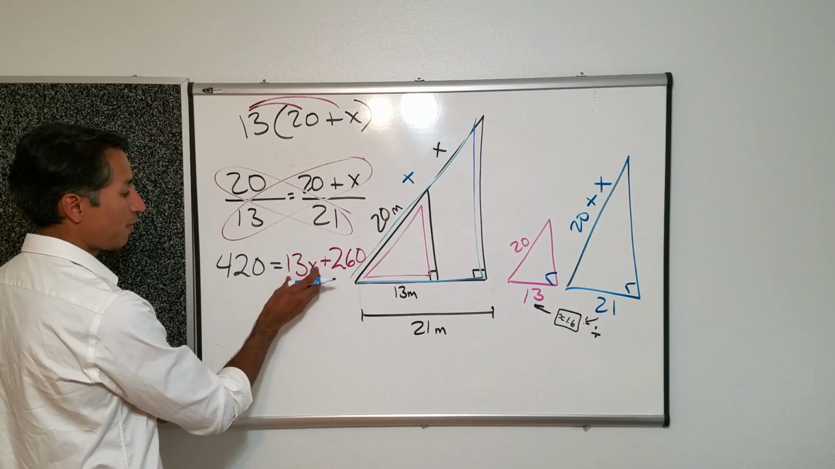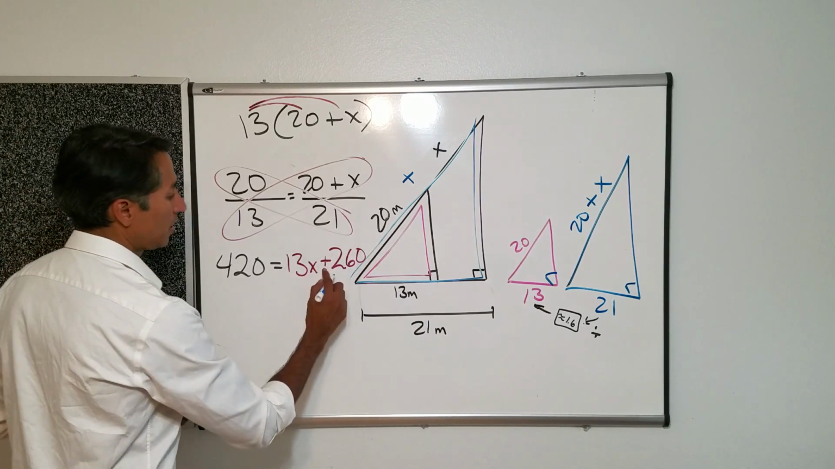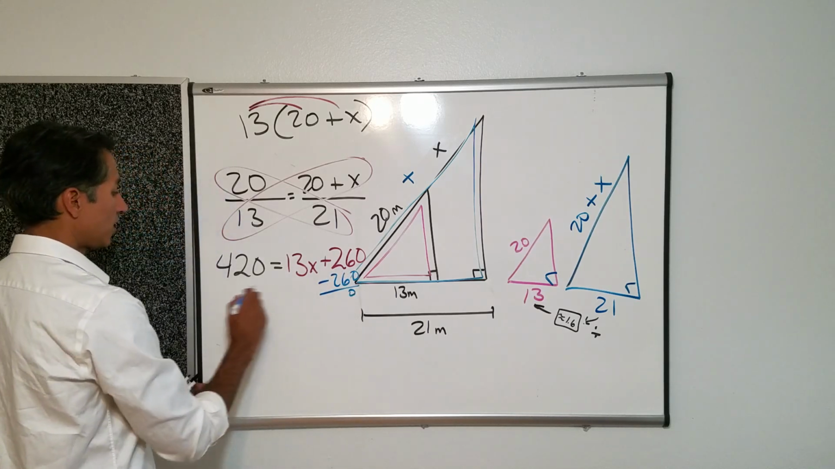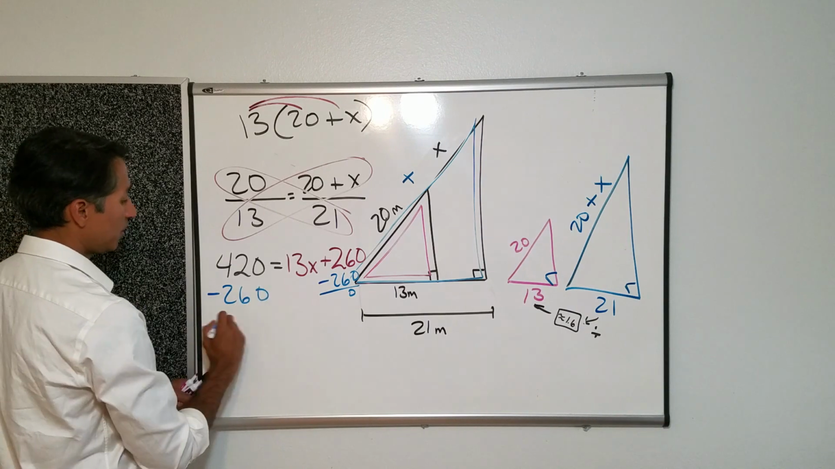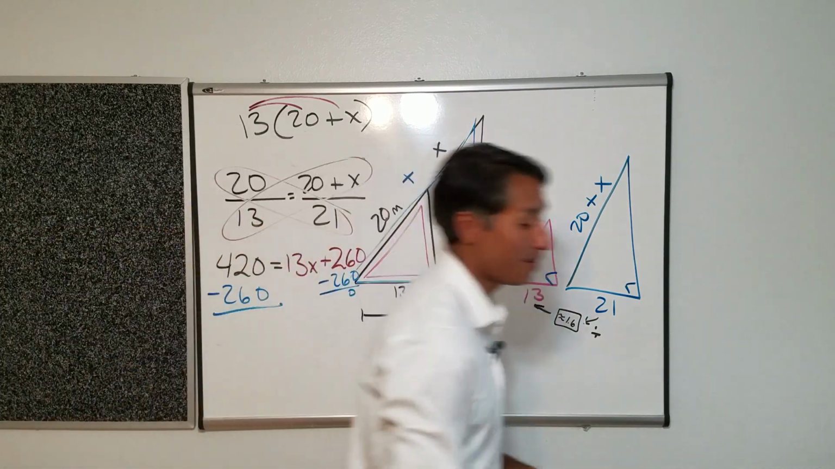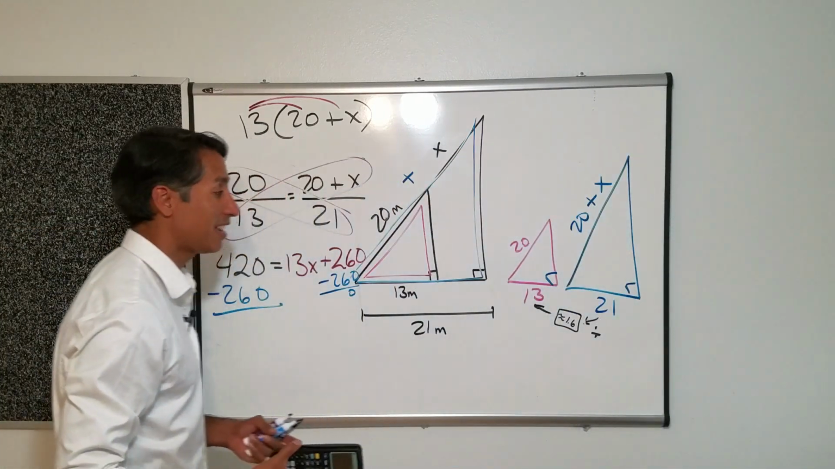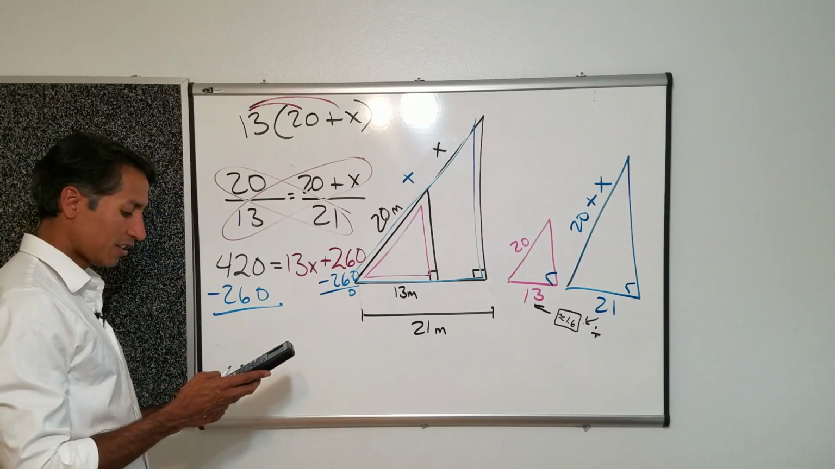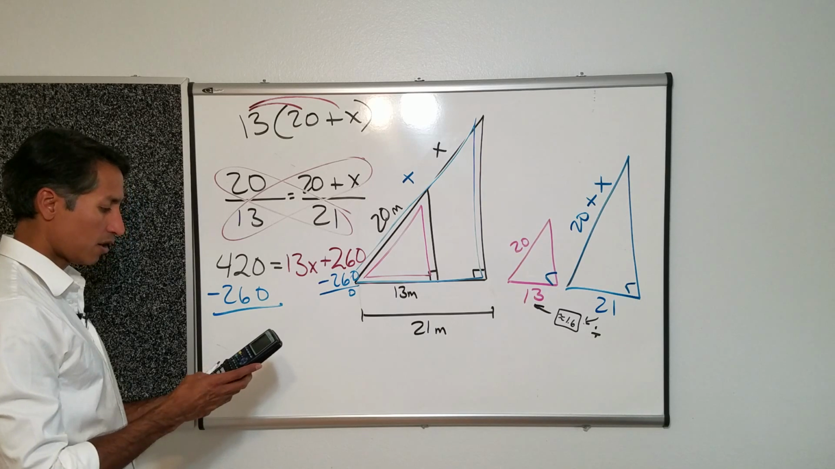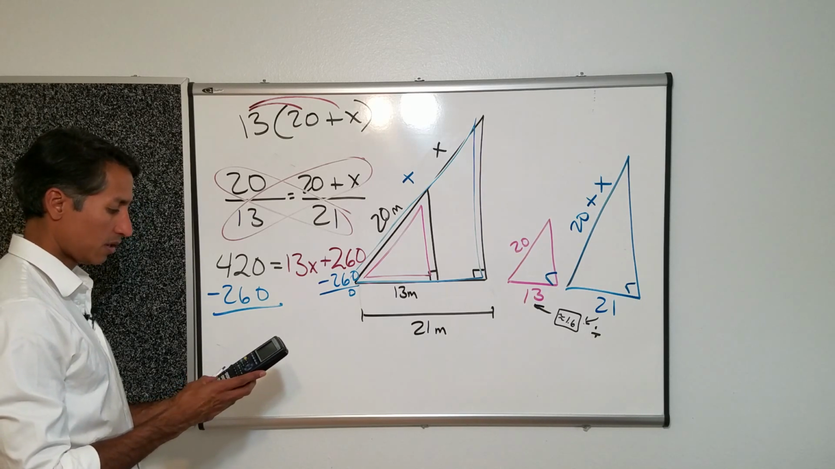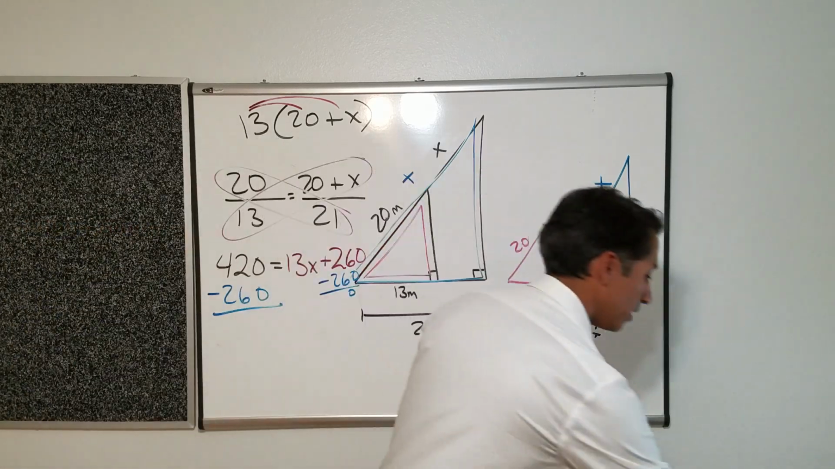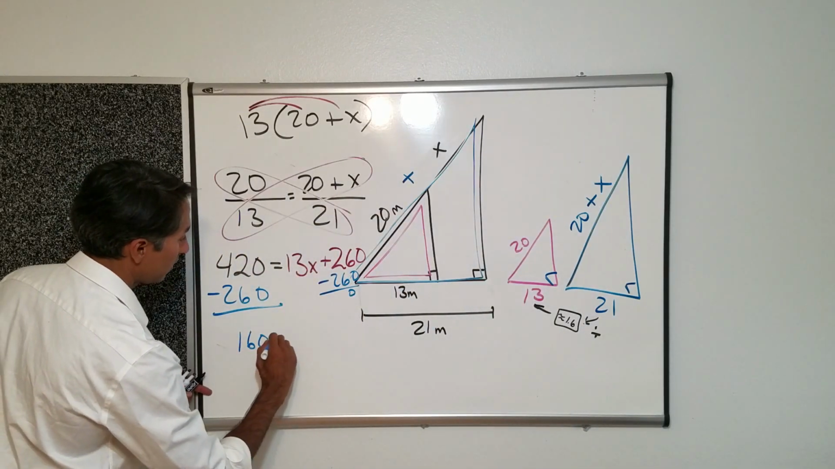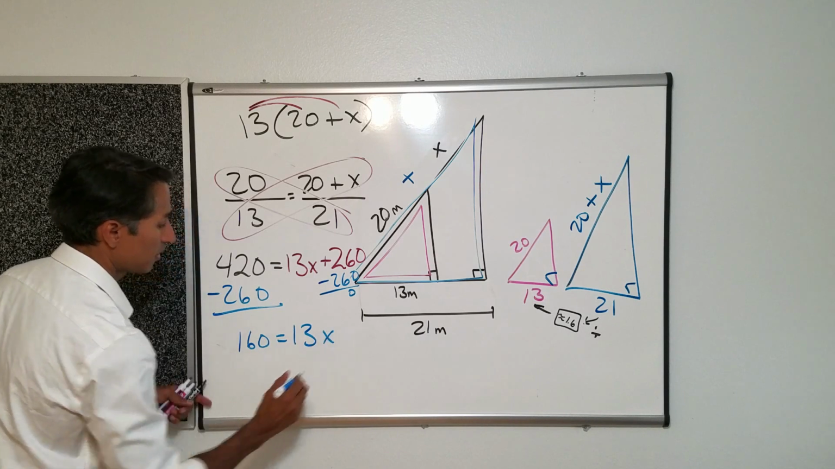I got to isolate the variable first. So let me subtract 260. And what you do to one side, I hope you're saying it. I really hope you are, because if you're saying what you do to one side you do to the other, you're getting into these math modes, okay? You're setting yourself up for success. 420 minus 260 is 160. All right, so I have 160 equals 13x.